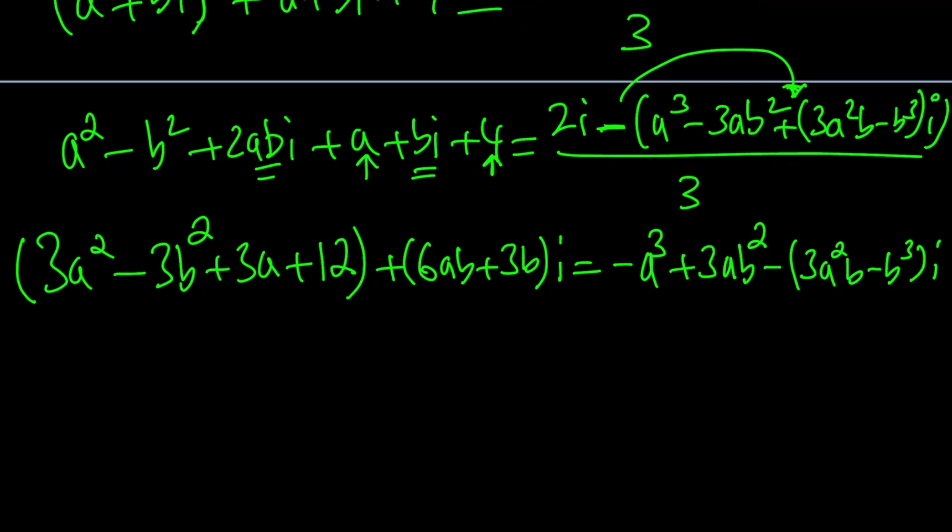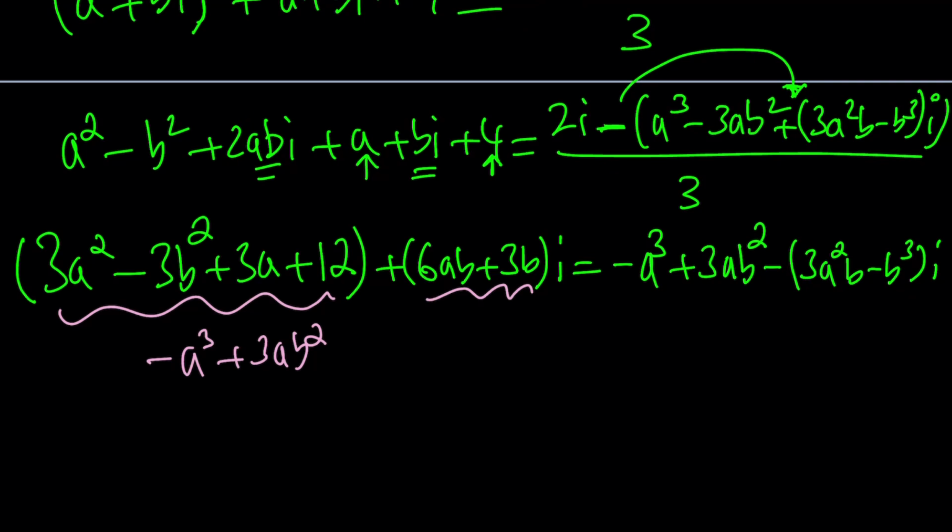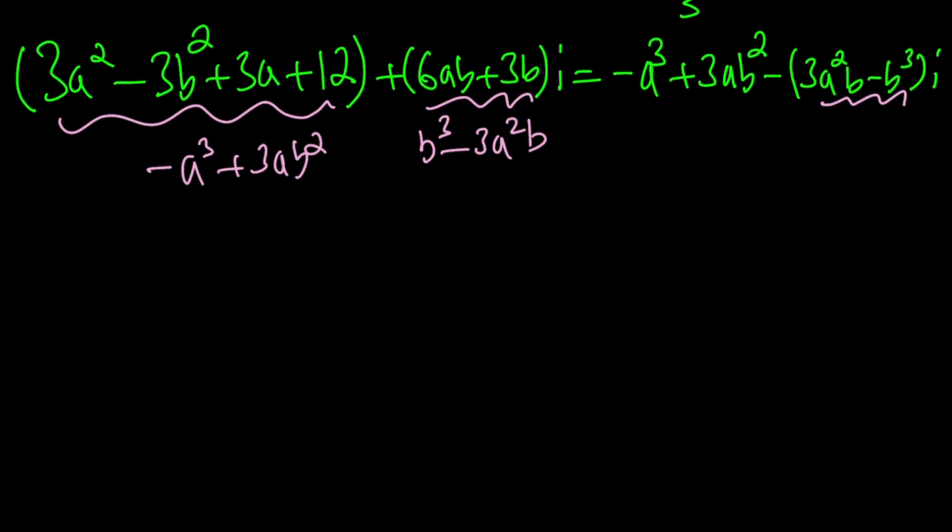Awesome. Now it's good. And here's where we compare the real parts and imaginary parts. So this should equal negative a cubed plus 3ab squared. And this should equal the opposite of this expression, which I can negate and write as follows, because that's going to be a little easier to handle. So that's what I'm getting. That means I have two equations, which is a system, and there are two variables. Hopefully, I'll be able to solve the system.